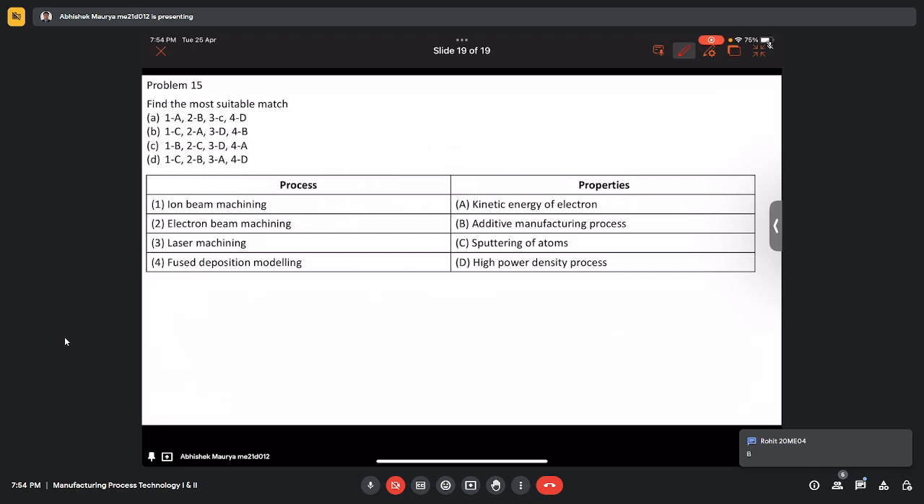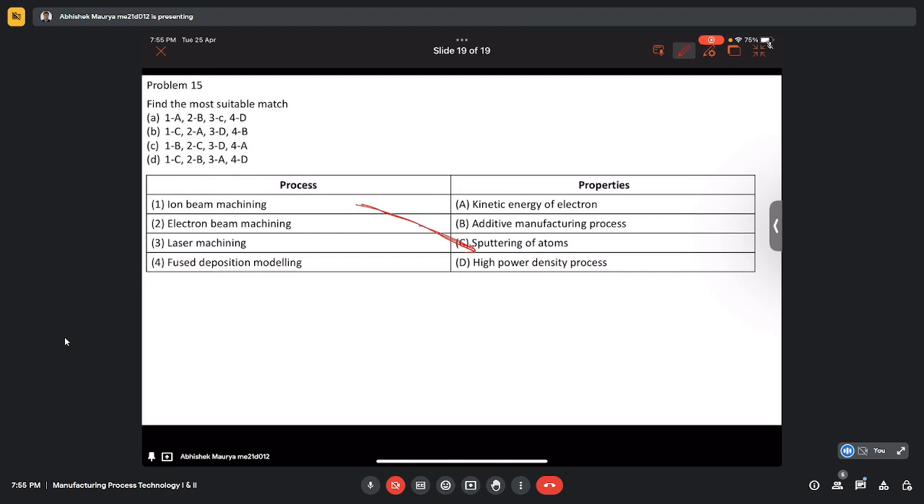Okay, so quickly discuss it together. The first process is the ion beam machining. In ion beam machining, high velocity ions are produced, and they hit the material and remove the material by transferring the momentum. That process is called the sputtering process. So first will match with C.